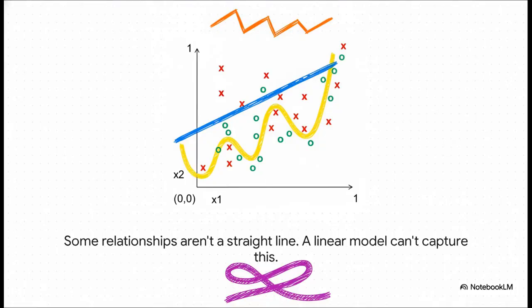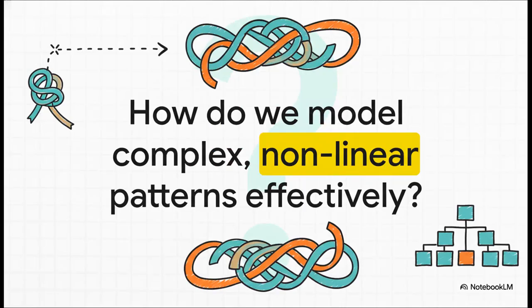Just look at this, a basic linear model which has completely failed to understand what's going on here. It's trying to force a straight line onto a pattern that clearly has its own twists and turns. And this is a massive problem in machine learning, right? Because if your model can't even see the basic shape of the relationship, its predictions are going to be way, way off. And that really brings us to the big question.